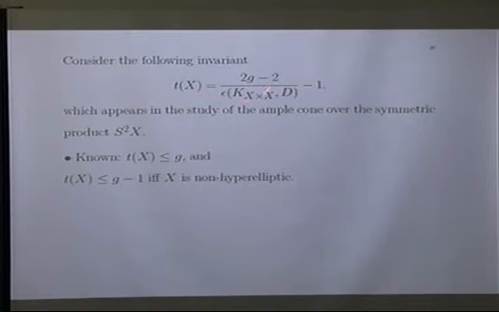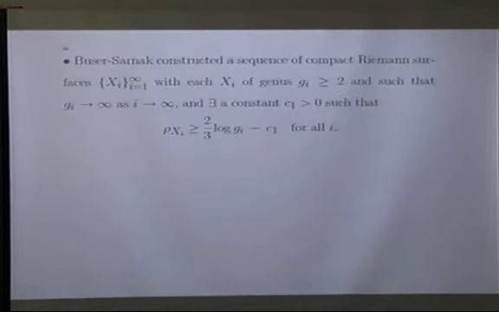Now what is known is that T_X is always less than or equal to g, and that T_X is less than or equal to g minus 1 if and only if X is non-hyperelliptic. Buser and Sarnak construct a sequence of compact Riemann surfaces X_i such that as i goes to infinity, g_i goes to infinity, of course, and the injectivity radius of X_i is at least 2/3 times log of g_i minus some fixed number c_1. So essentially they construct a sequence of Riemann surfaces with big injectivity radius.